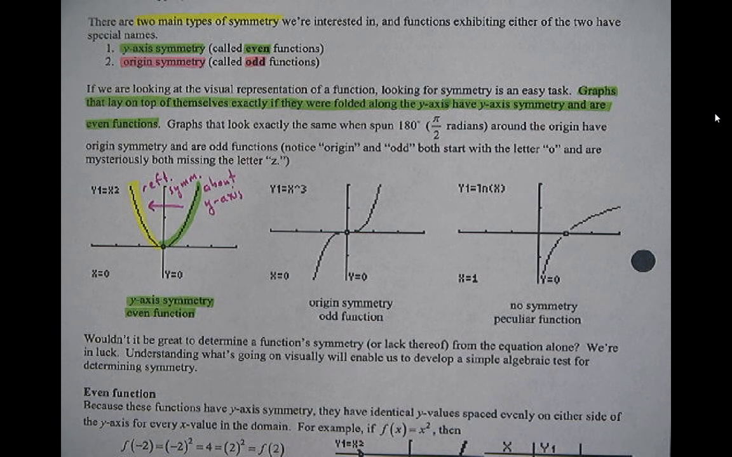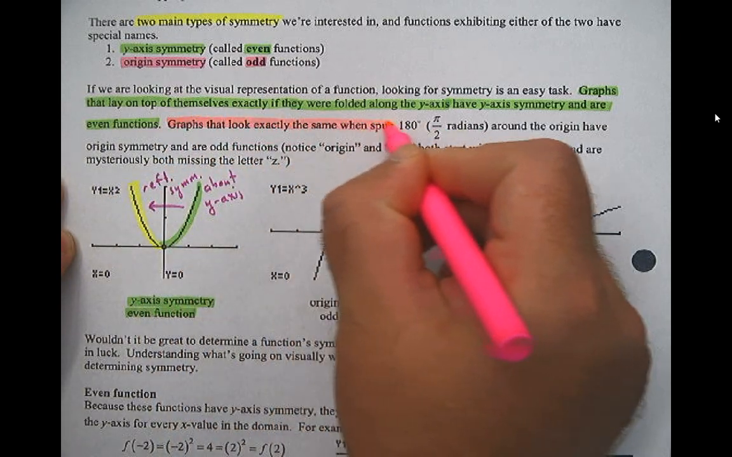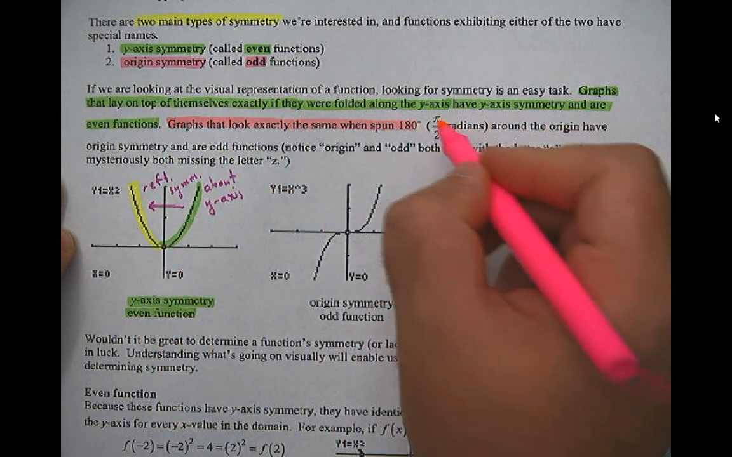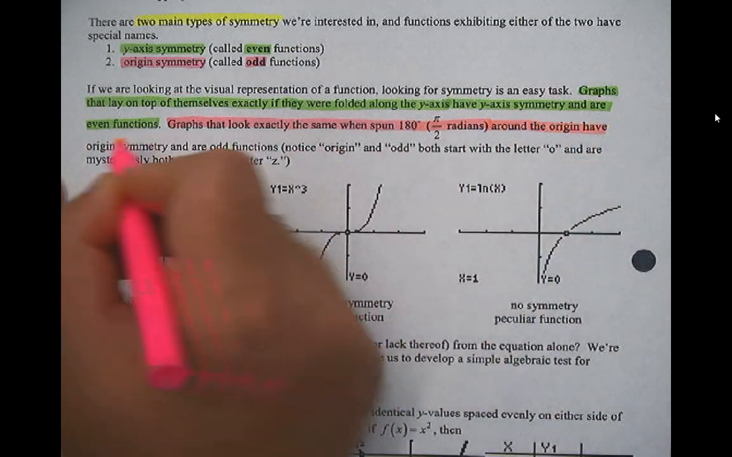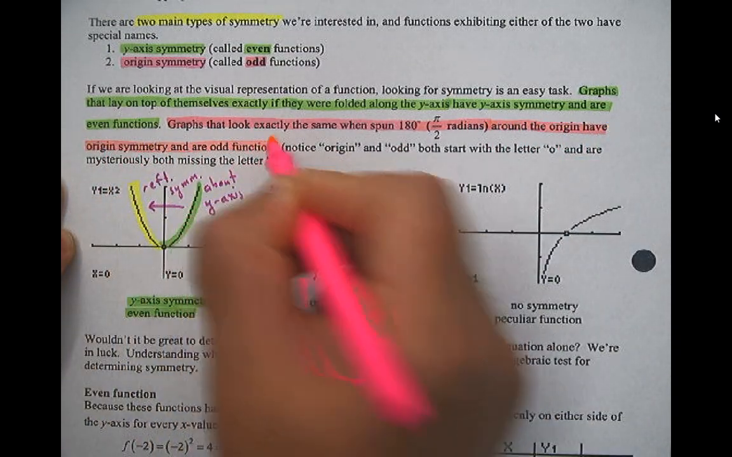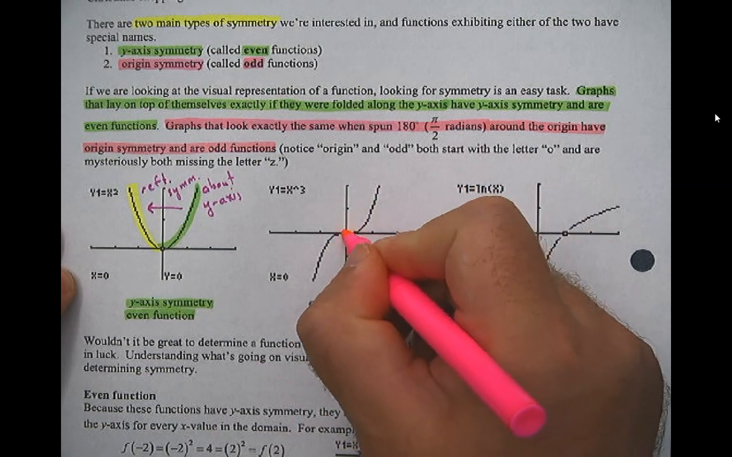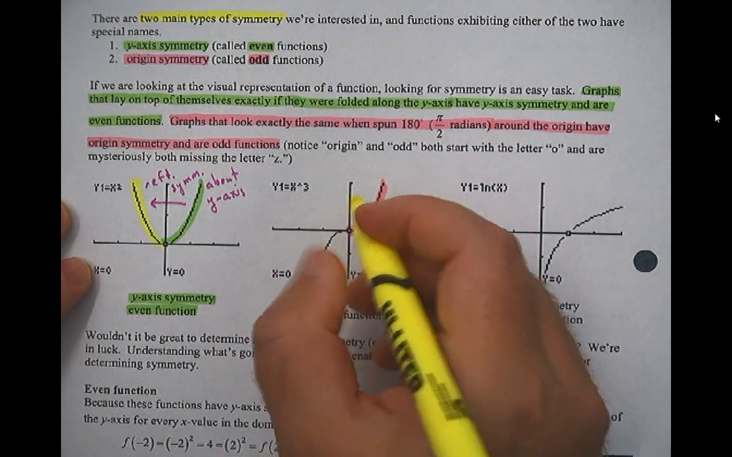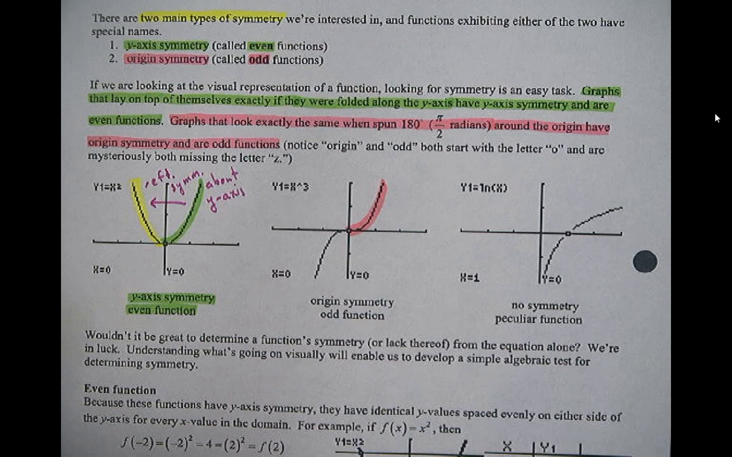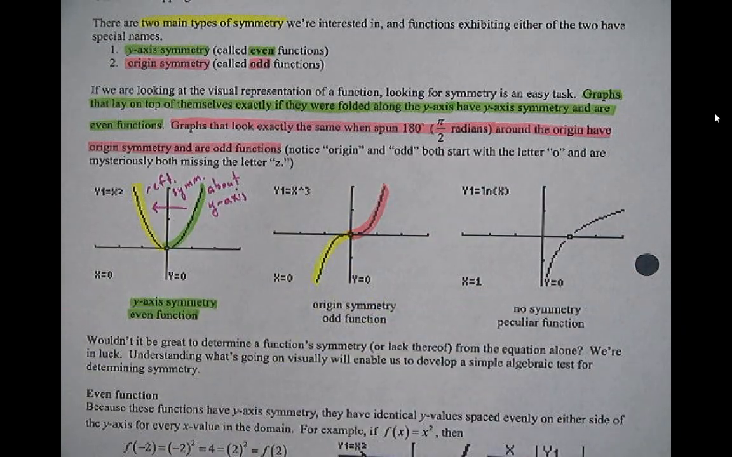Next up, graphs that look exactly the same when spun 180 degrees, or pi radians, around the origin have origin symmetry and are odd functions. So here's my graph. And when I rotate it 180 degrees, this side, I don't know if I like this anymore, but I'm doing it.